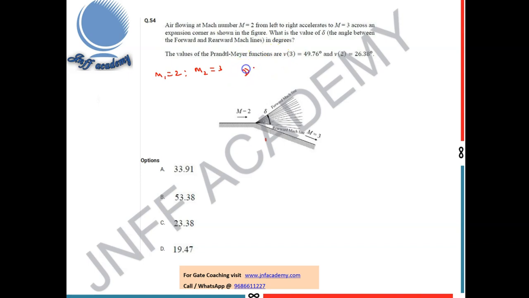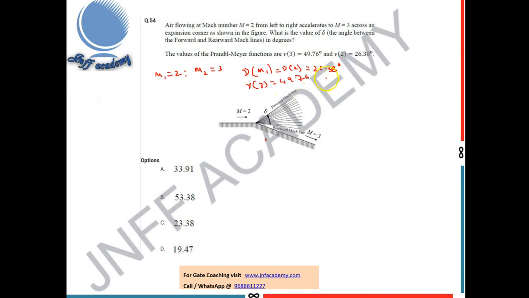Nu of M1, which is equal to nu of 2, is also given, 26.38 degrees. Similarly, nu of M2, which is nu of 3, is also given, 49.76. So that's good news for us, right? Both of them are given.